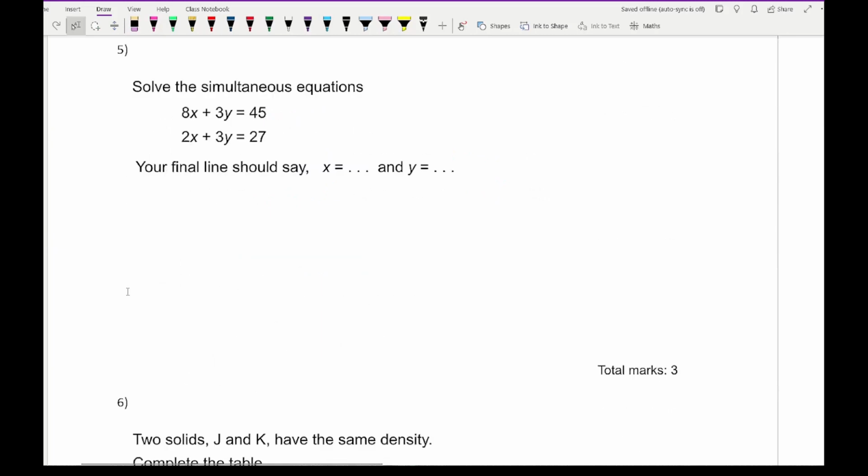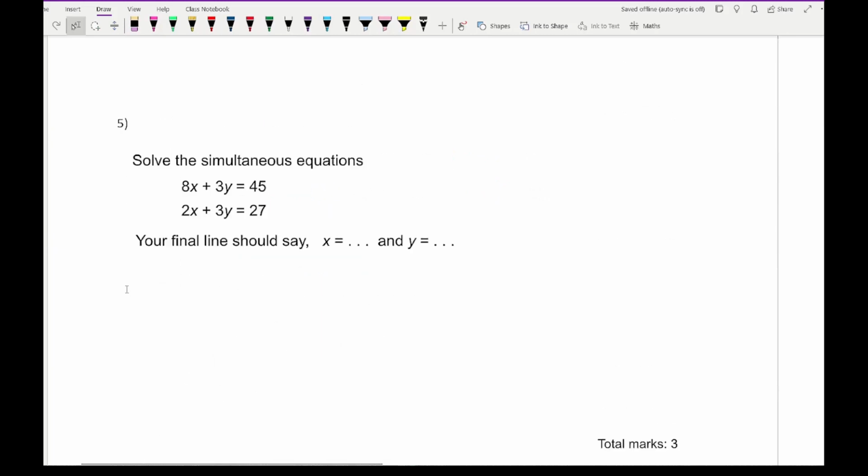Moving on to question 5, it says solve the simultaneous equation, and again, don't worry about the final line, but here what we need to do is make the same number of x's or the same number of y's. Now as you can see, we've got the same number of y's, so let me just write down the 2 equations again. So again, this one's going to be worth less marks simply because I've got less work to do.